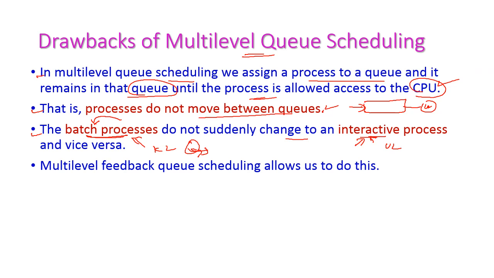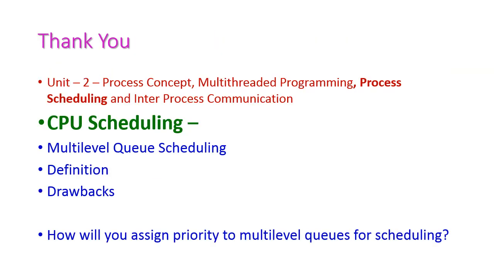So as an advancement of multi-level queue scheduling, multi-level feedback queue scheduling was introduced. Let us see multi-level feedback queue scheduling in the next class. Up to this point, we have seen the multi-level queue scheduling algorithm under CPU scheduling, including the definition, working principle and drawbacks of multi-level queue scheduling.